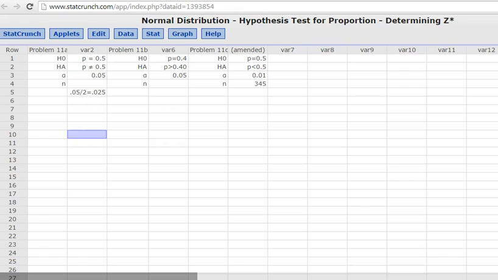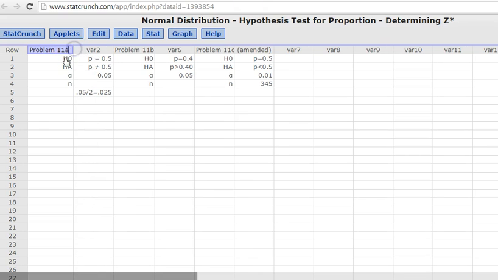Now we're going to take a look at problem 11 in chapter 10, and this particular problem is similar to homework question 6, and we're going to find the critical Z values for 3 different examples. So let's take a look at problem 11A. Our null hypothesis, our proportion is 0.5. Our alternative hypothesis, our proportion does not equal 0.5. And our alpha, or our significance level, is 0.05.